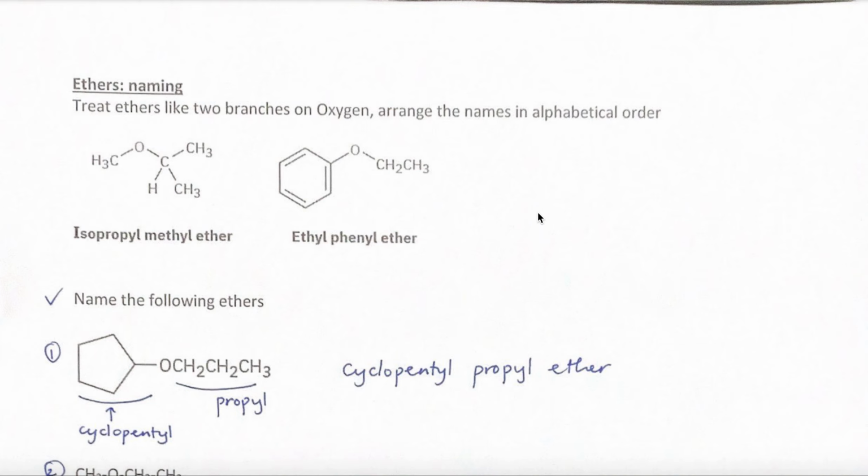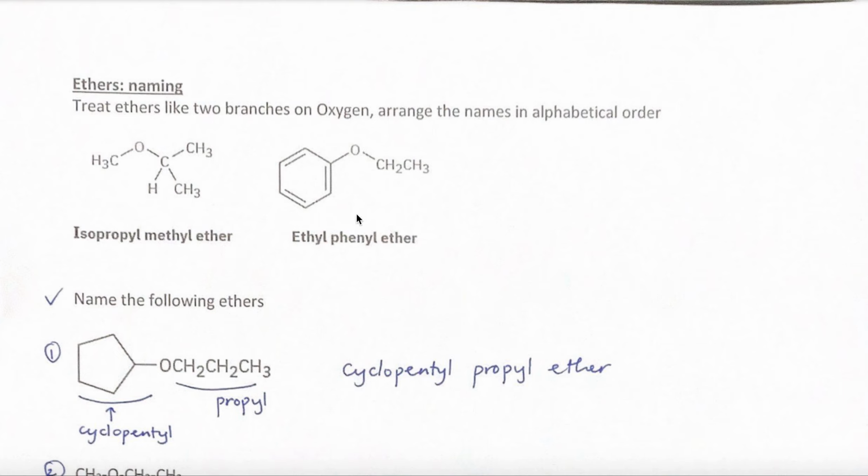Now next, ether. Treat ether like 2 branches on the oxygen, and arrange the name in alphabetical order. That's the easiest way to name ether. So you got oxygen right here, that's ether. On the left side you have a methyl, CH3 is a methyl. On the right side you have CH and 2 methyls, that's called isopropyl. Isopropyl will go first, isopropyl methyl ether.